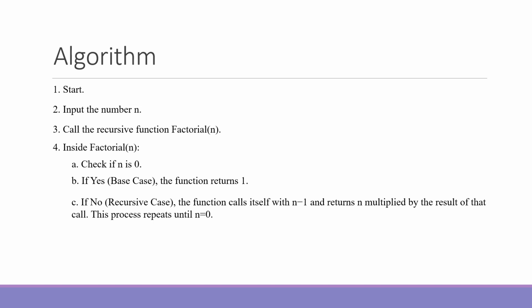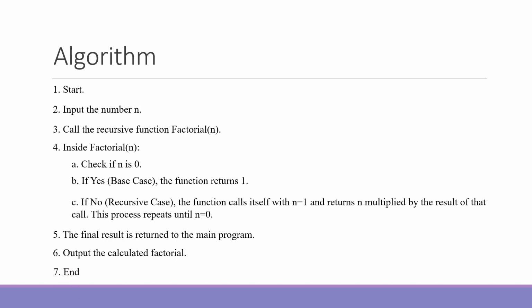Step 5. The final result is returned to the main program. Step 6. The program then displays the calculated factorial to the user. Step 7. And finally, the program ends.